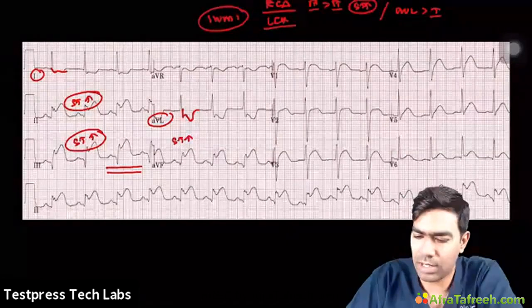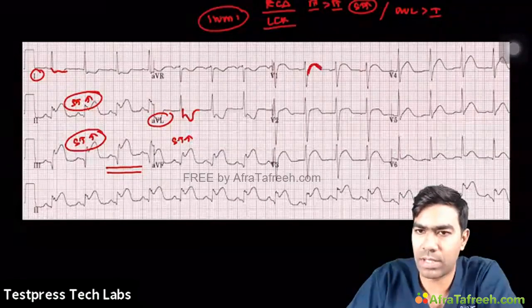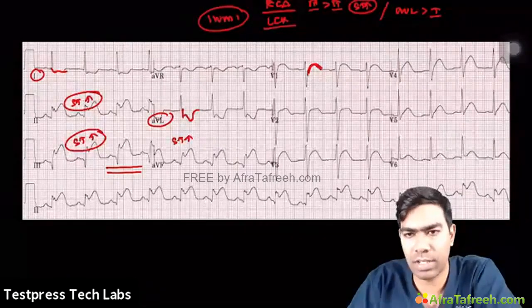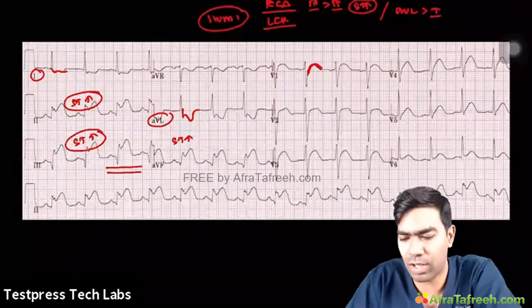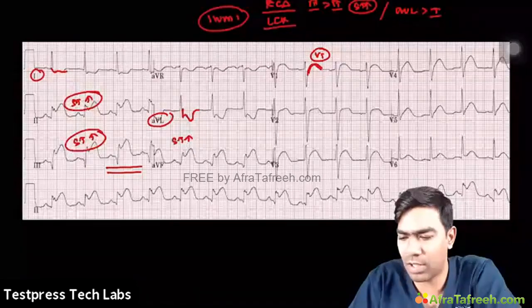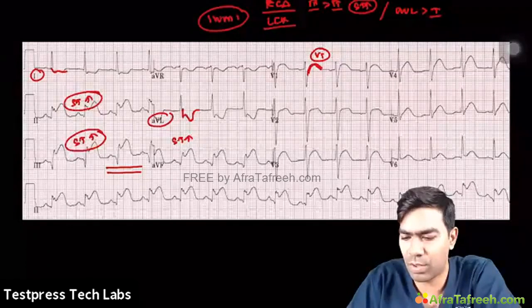I'm seeing elevation in V1, basically. V2, V3, V4 can also show it because they're a little closer to the right ventricle, so that's not an issue. My idea is to look only at V1. V1 is showing ST elevation, but V5 and V6 are normal; I'm not really seeing much ST elevation there.